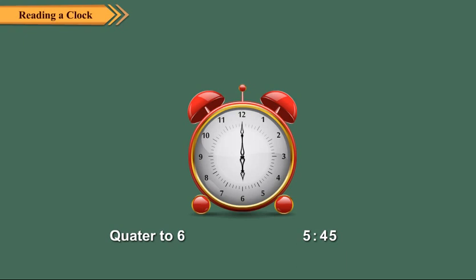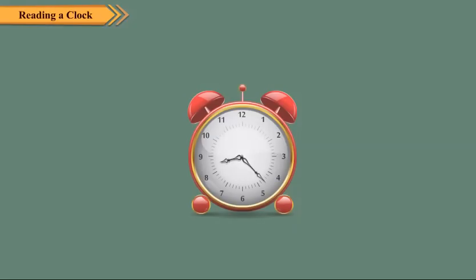Let us now read the time to the exact minute. The interval between two numbers is divided into 5 equal parts. So there are 12 into 5, that is 60 equal parts. When the minute hand moves from one number to the next number, 5 minutes have passed. And when the minute hand moves from one smaller part to the next part, 1 minute has passed.